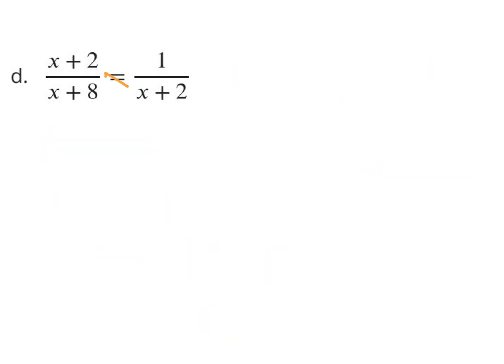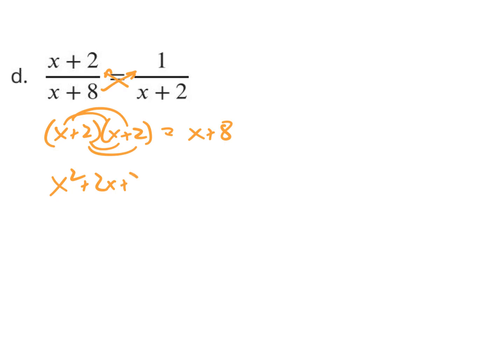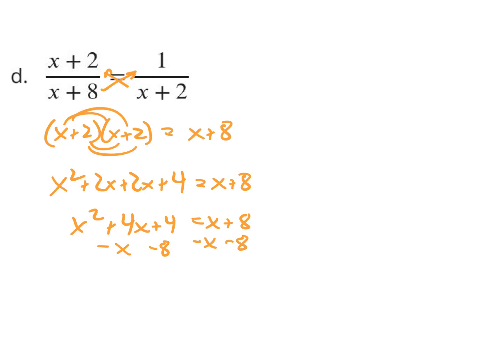Okay, for D, cross multiplying again, x plus 2 times x plus 2 equals x plus 8. X squared plus 2x plus 2x plus 4 equals x plus 8. X squared plus 4x plus 4 equals x plus 8. Subtracting x and subtracting 8 from both sides gives me x squared plus 3x minus 4 equal to 0.